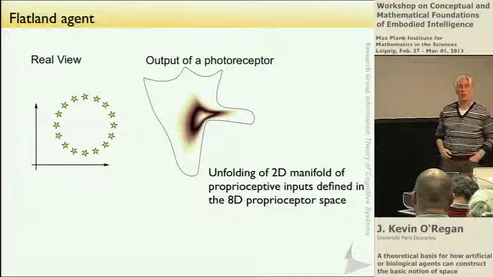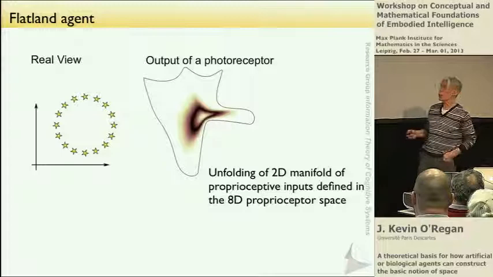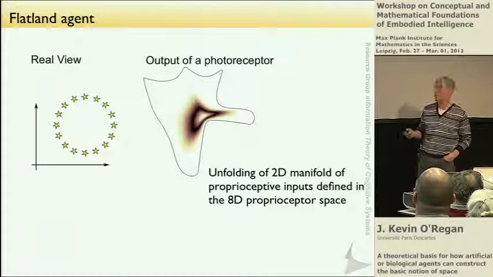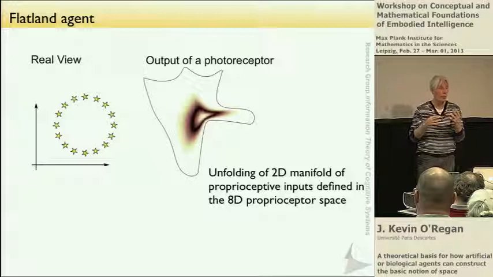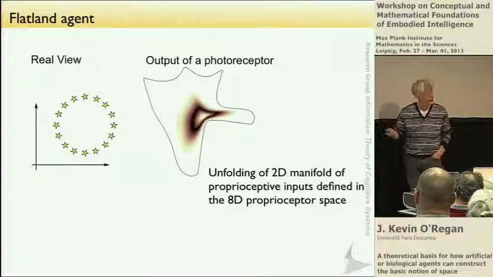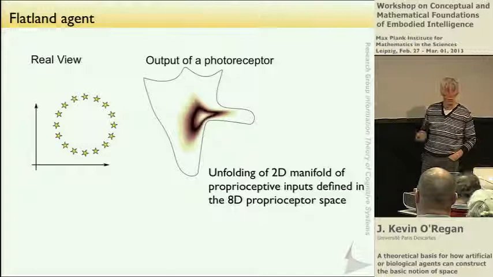Analogous to what I was showing you before, we can look at the output of one of the photoreceptors in the agent. It's a 9-dimensional space of sensory input from the photoreceptors and an 8-dimensional set of inputs from the proprioceptors. So the space that the agent occupies is extremely large. So I can only show you kind of bits of it. And here's the output of one of the photoreceptors as a function of proprioception.